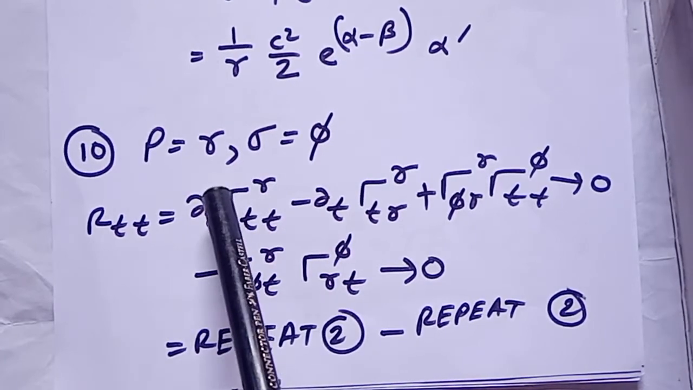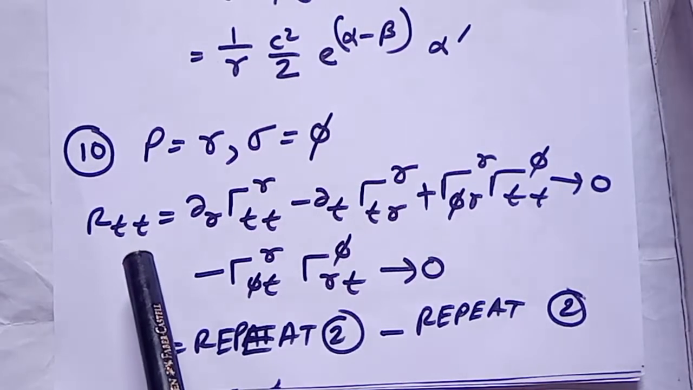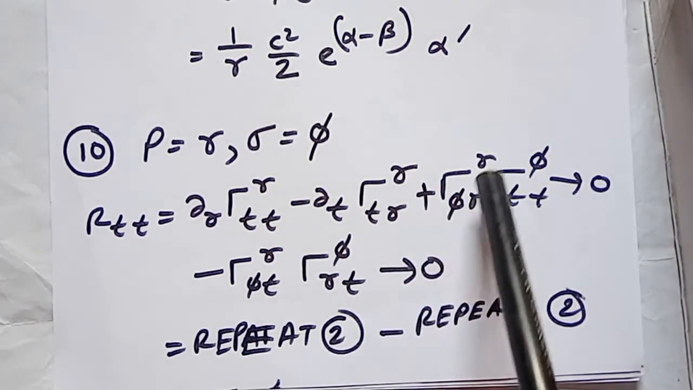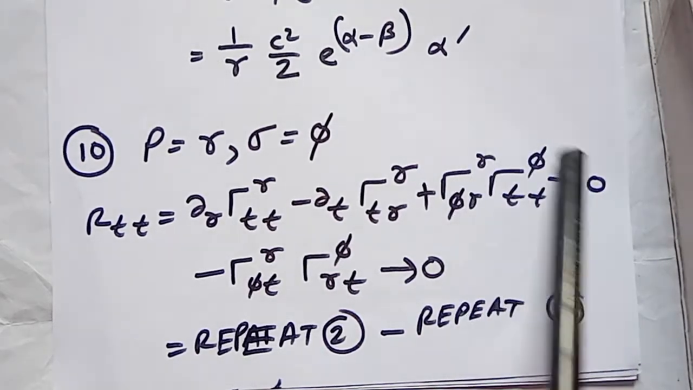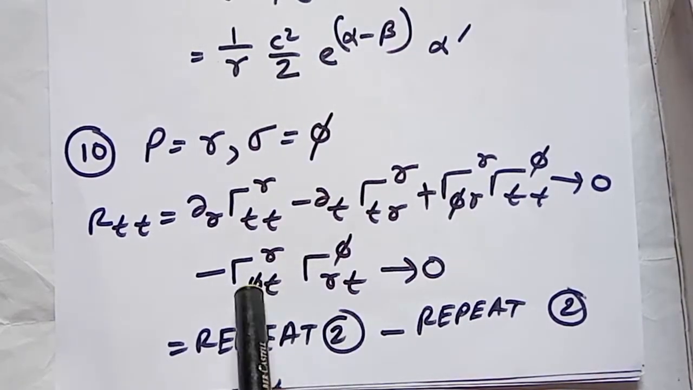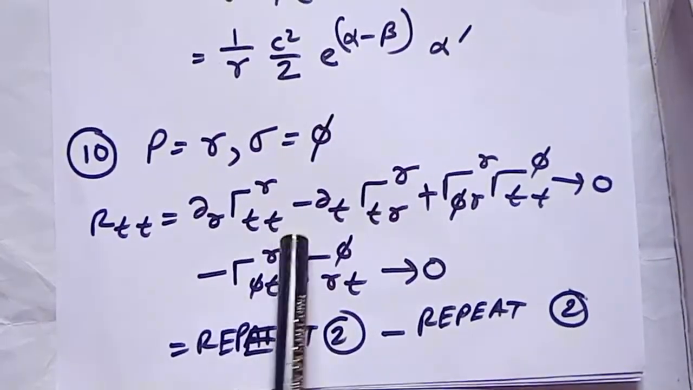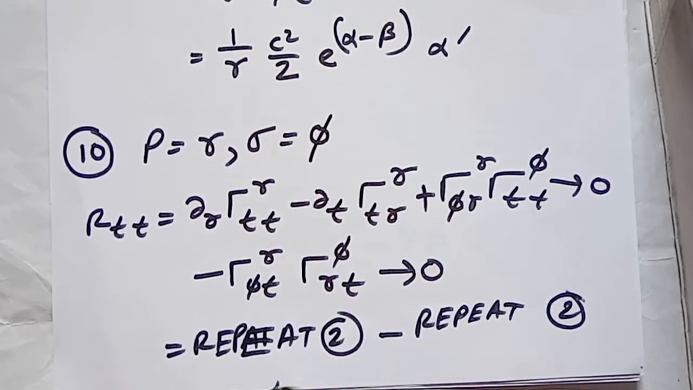Now the last Christoffel symbol, rho equal to r and sigma equal to phi. The Christoffel symbol should be rtt del r gamma rtt minus del t gamma tr plus del r gamma phi r and del phi gamma tt, which is this Christoffel symbol should be 0. This is the phi and t combination Christoffel symbol, and this is also the phi and t combination symbol, this should be 0. And these two Christoffel symbols are repeated in two combinations. We should see that.